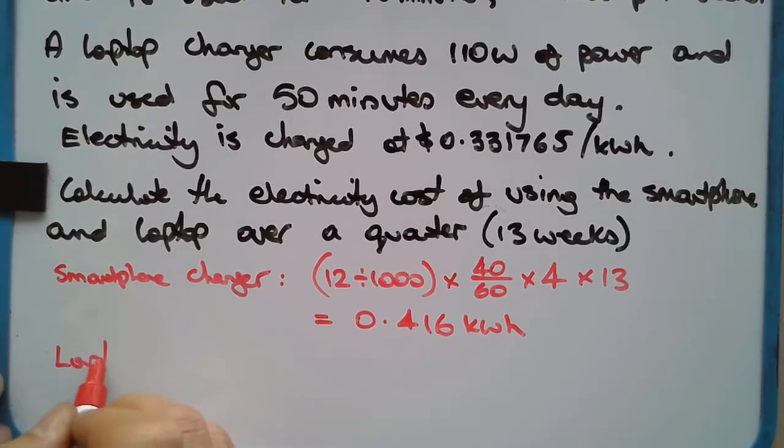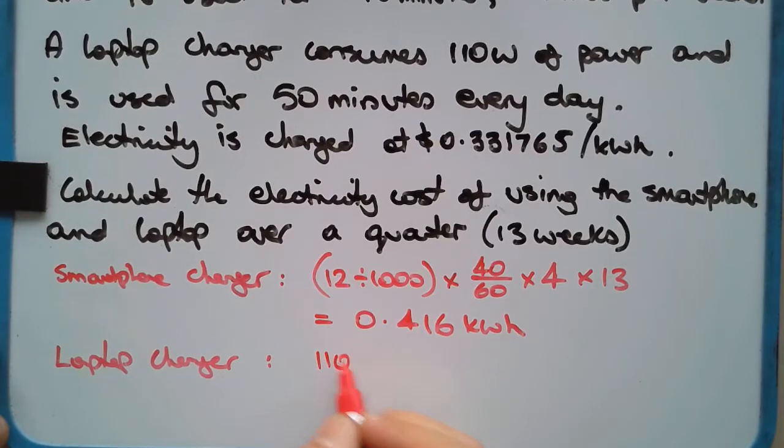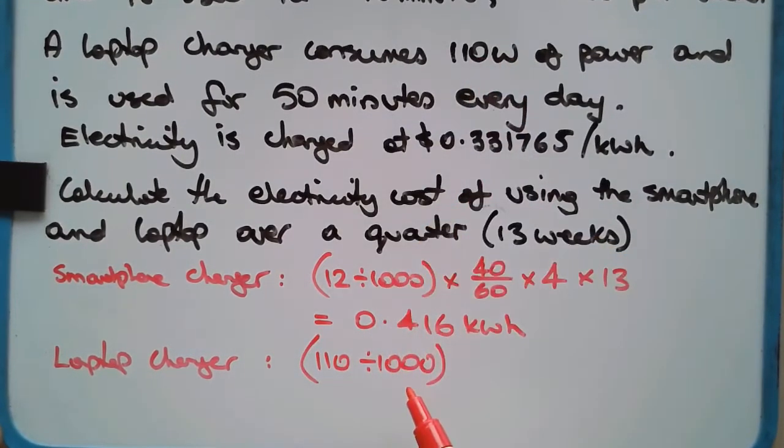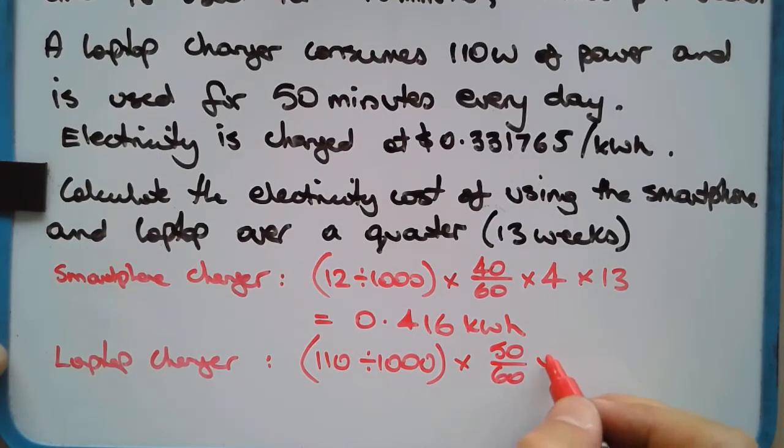Now the laptop charger. So we'll work out the cost later. I'm just working out the number of kilowatt hours used over a 13-week period. So the laptop charger, same basic idea. So 110 divided by 1,000, that converts the 110 watts into kilowatts, and then we're going to convert it to kilowatt hours. Now it's used for 50 minutes every day, so we're going to need to convert minutes into hours. So we divide that by 60, and it's used every day. So it's used 7 days a week for 13 weeks.